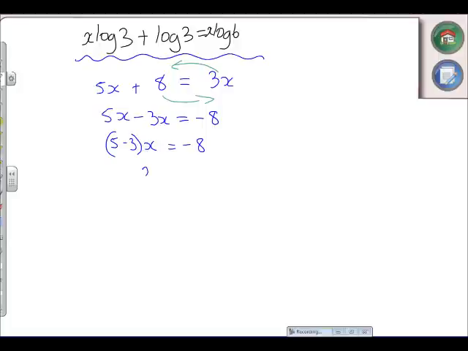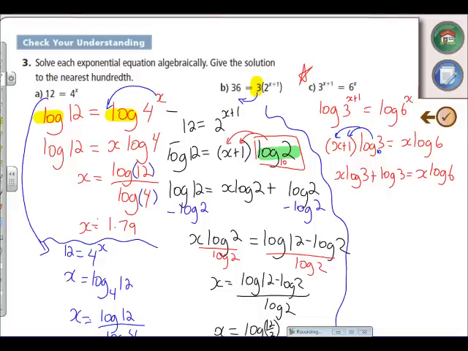5 minus 3 is 2, so then I would say divide each side by 5 minus 3. So then x is equal to negative 8 over 5 minus 3. But you could get to an answer, but I don't really care about that. That's not what we're learning here. Let's come back in here.